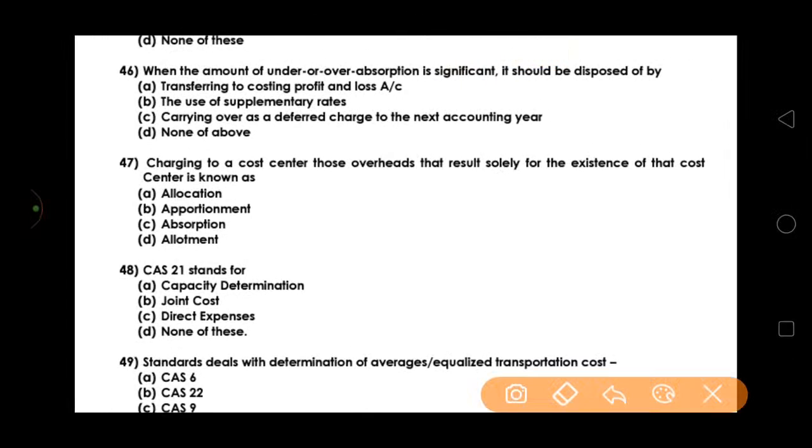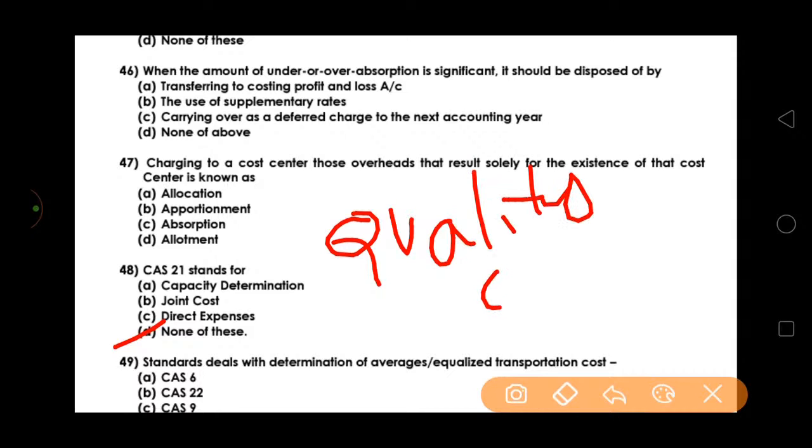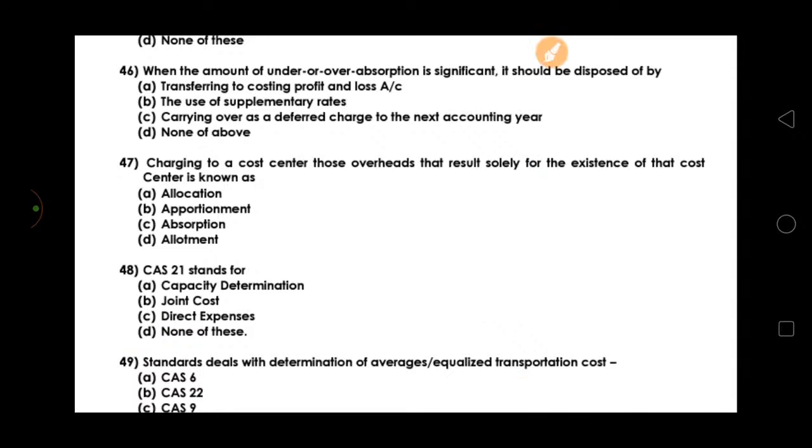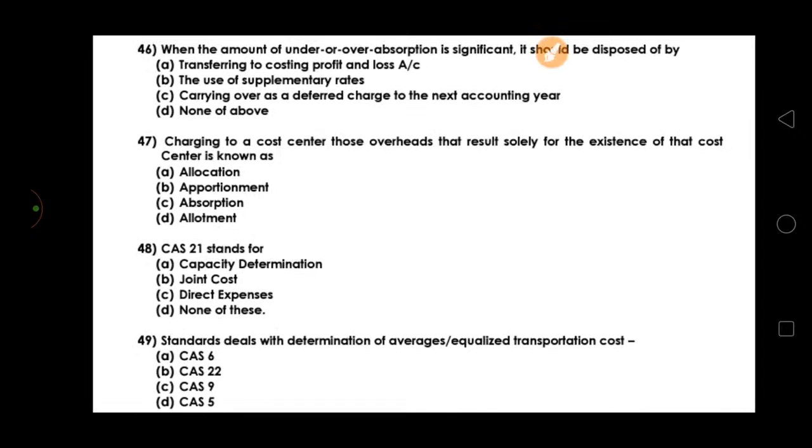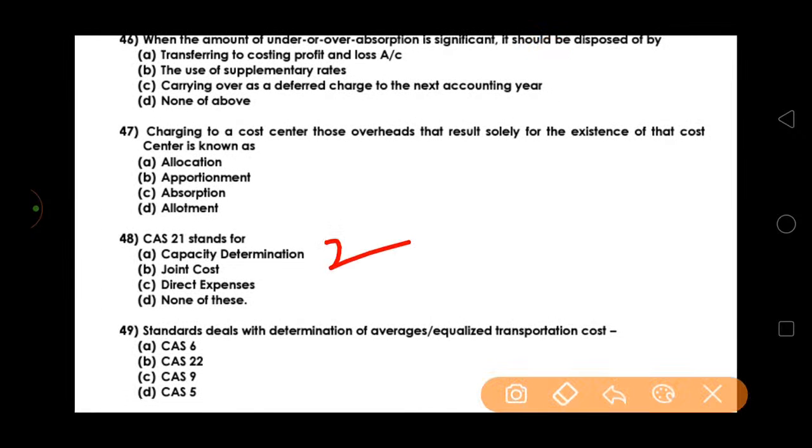Cost accounting standard number 21 is quality control, so remember it. Joint cost is number 19. Capacity determination is number 2.